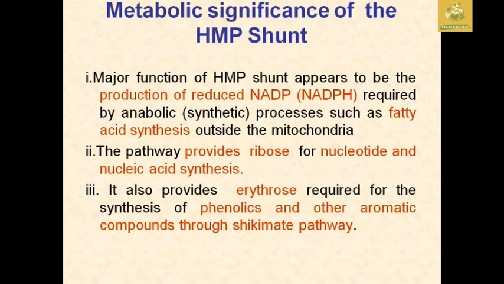Now we are going to see the metabolic significance of HMP, which is the pentose phosphate pathway. So the major function of the HMP shunt is the production of reduced NADP, which is used for catalyzation of other processes outside the mitochondria, and the pathway produces ribose for nucleotide and nucleic acid synthesis in our human bodies. It also produces erythrose, which is required for the synthesis of phenolic and other aromatic compounds through the shikimate pathway, which is another pathway after the pentose phosphate pathway.